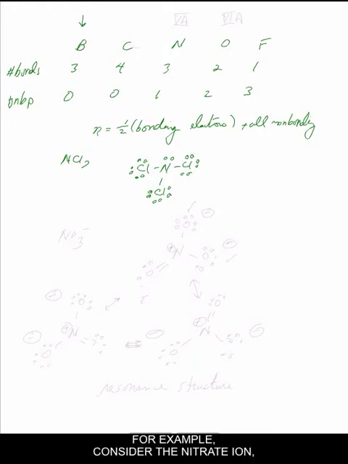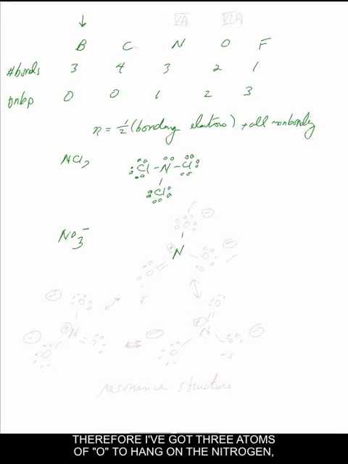For example, consider the nitrate ion. Not nitrogen trioxide, but the nitrate ion. If I analyze this molecule in terms of how I'm going to set up a bonding pattern, firstly I see that nitrogen is a single copy atom. It comes first in the formula, so I'm almost certain that nitrogen goes in the middle. Therefore, I've got 3 atoms of O to hang on the nitrogen, and I'm just going to hang them like this.